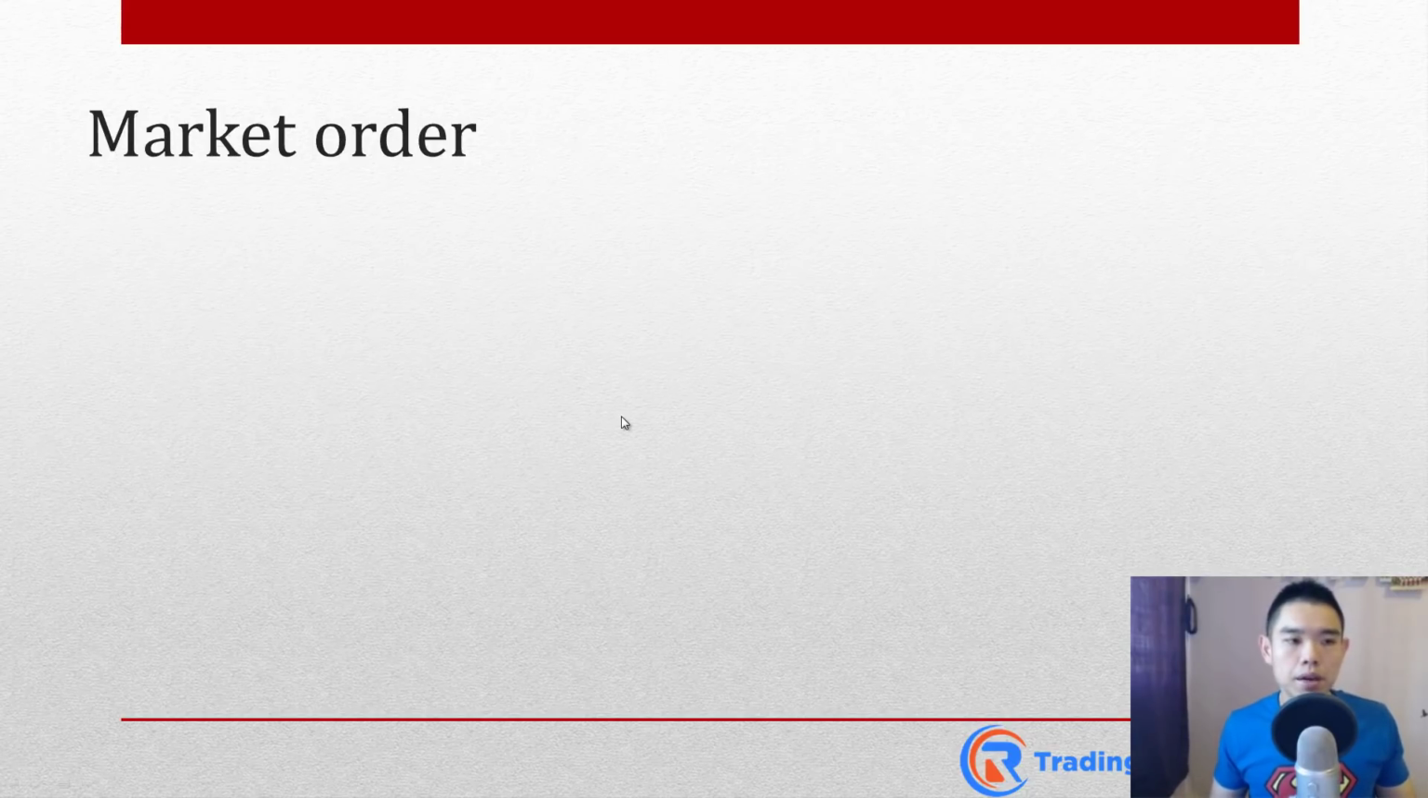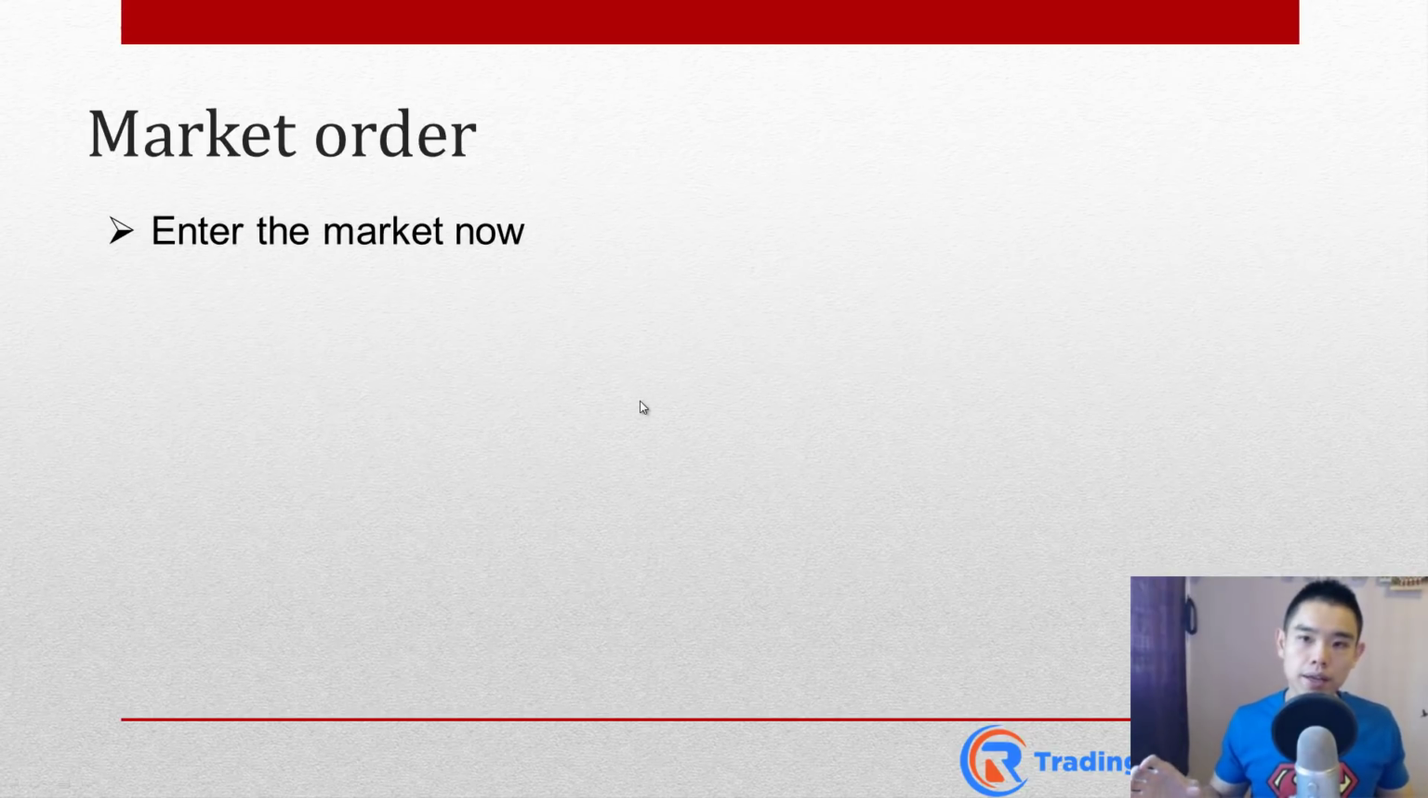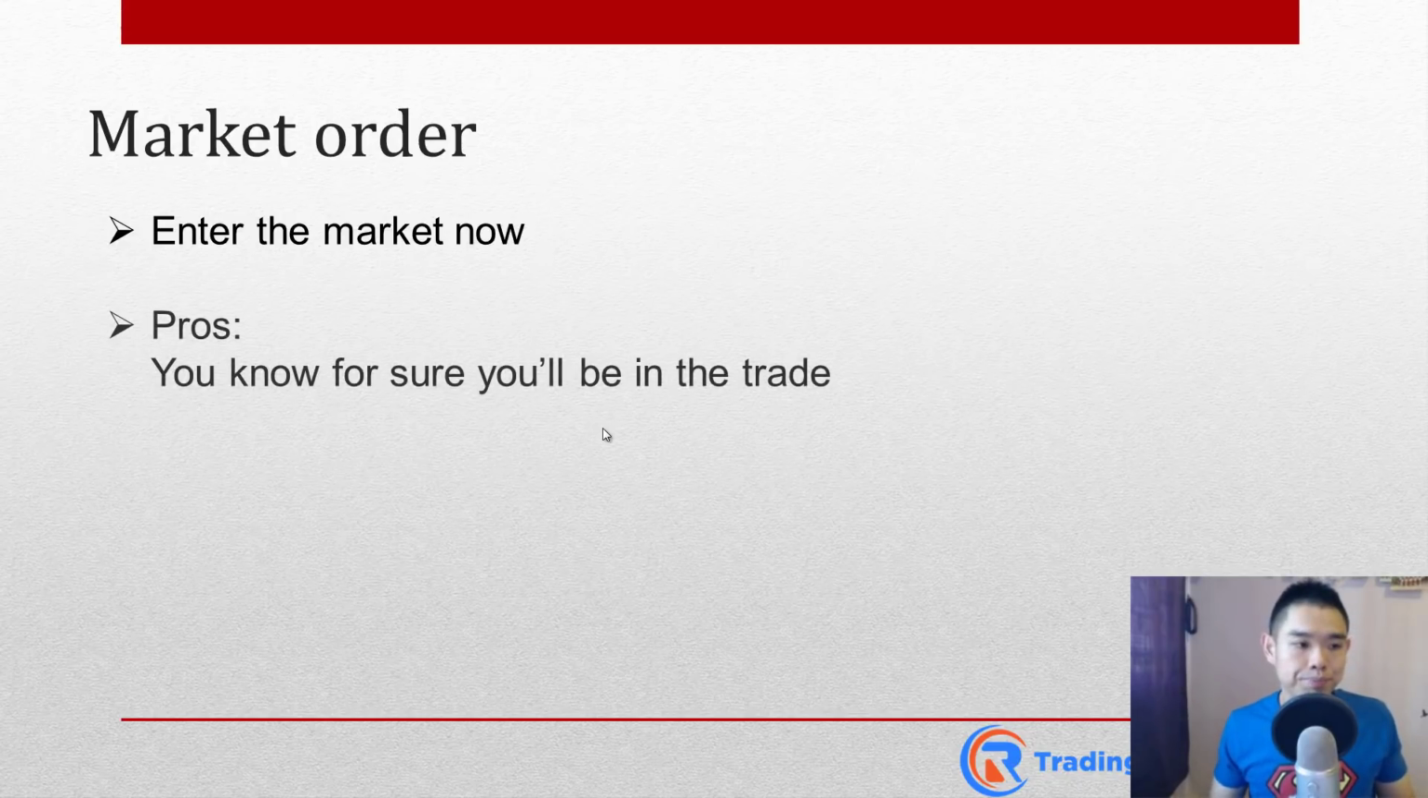So let me explain. Market order, what is it, right? A market order is simply an order that is sent to the market right now, immediately, at whatever the prevailing ask price is. You will buy it right now. So that's what we call a market order. It means that you want to enter the trade right now, so you use a market order.